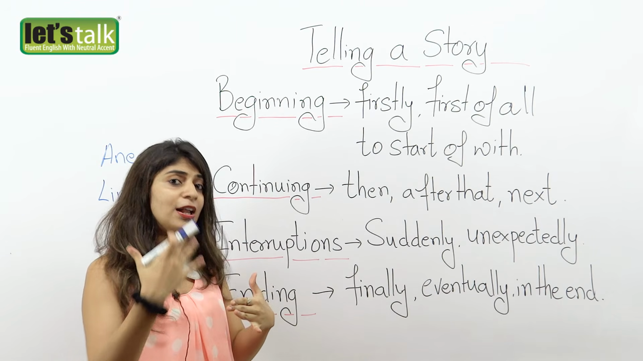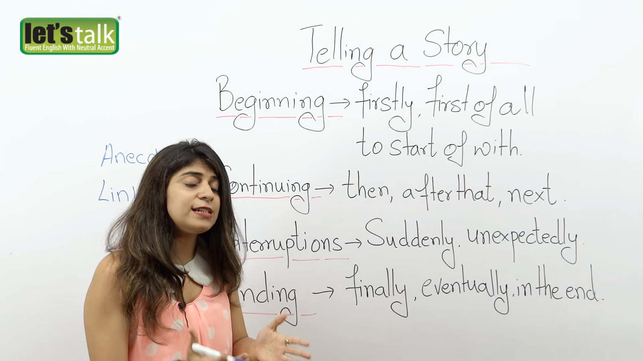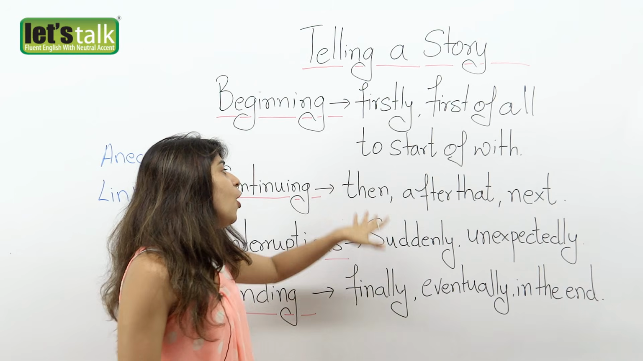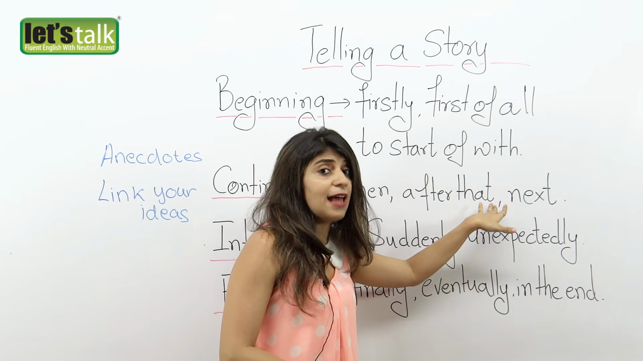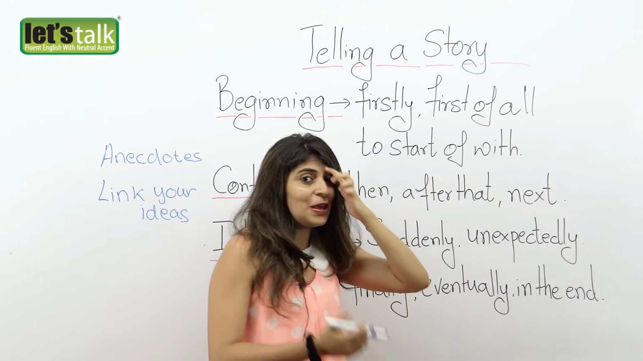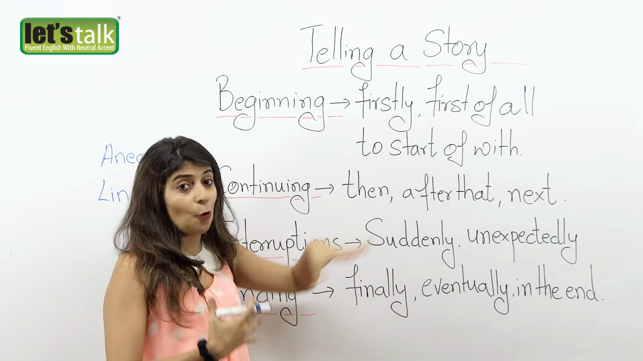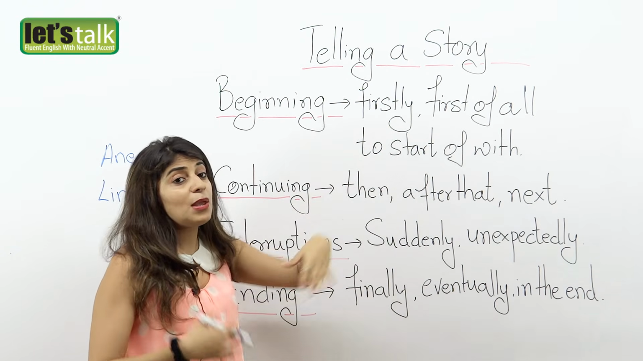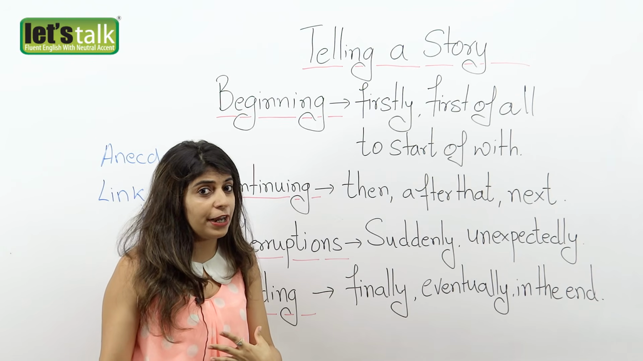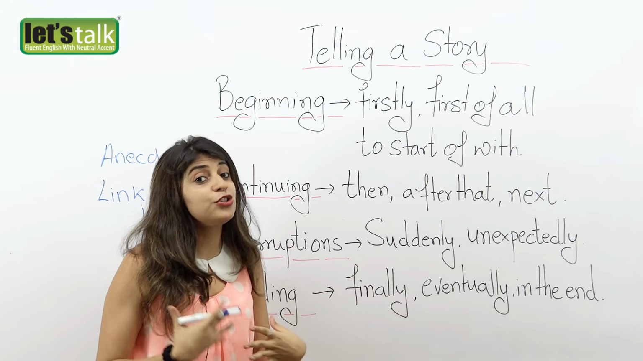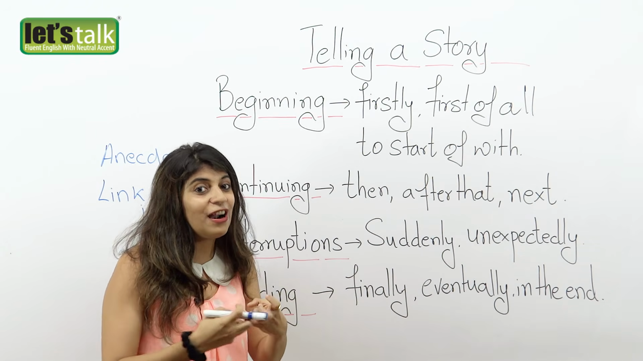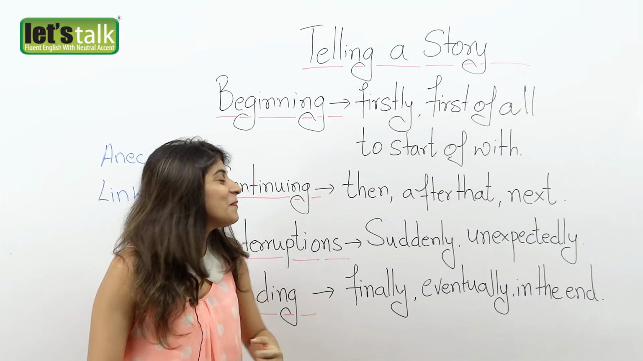So this gives you a start to your story. Then how would you continue your story? Words that would link your story would be then, after that, or next. So as I started my story by saying, firstly we went to John's house for a party, and then we started drinking. So here I'm linking the story, right?